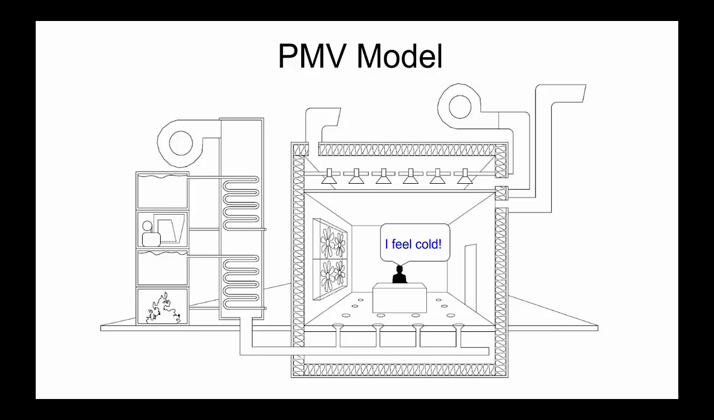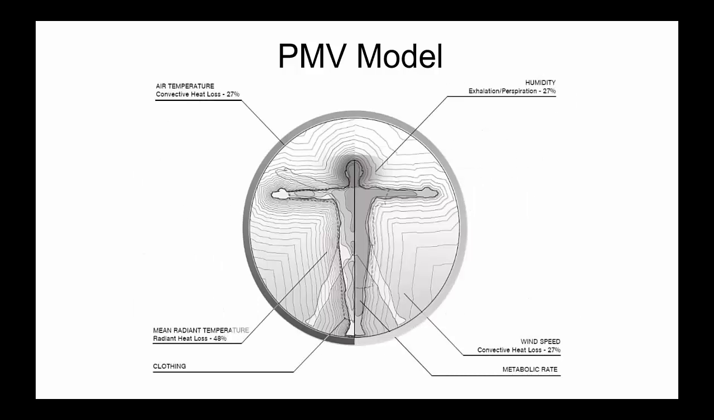Until finally he tried to correlate all of the results from his climate chamber tests to what he said were six key factors he needed in order to say whether someone was comfortable or not.